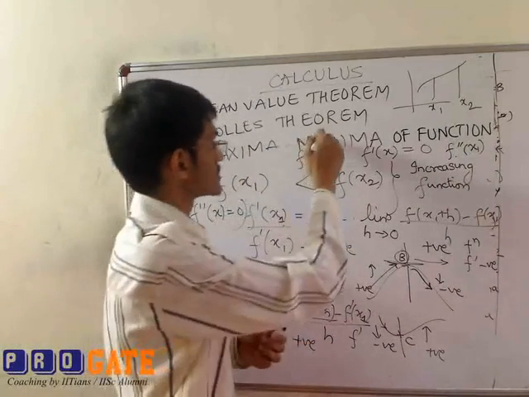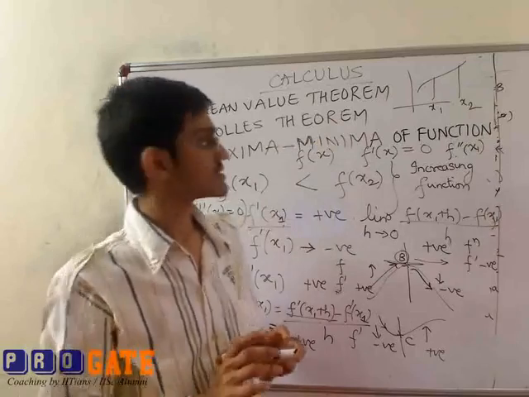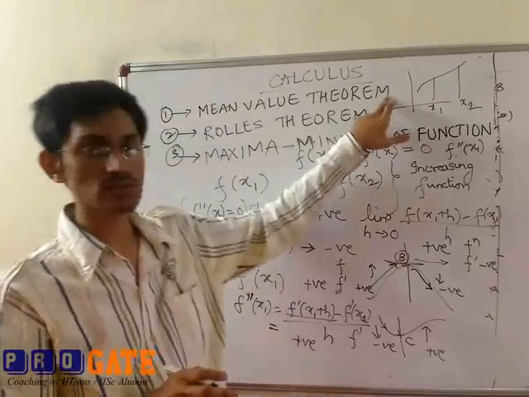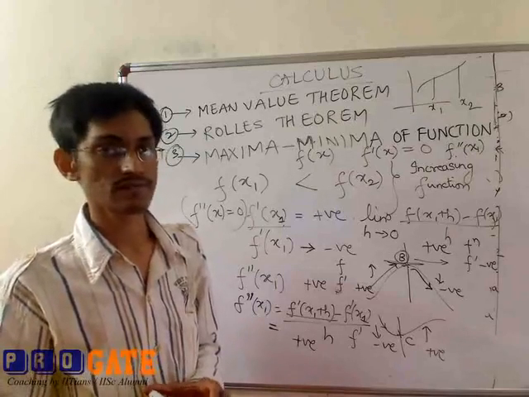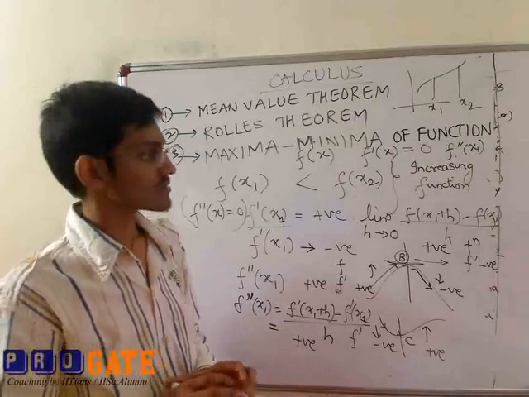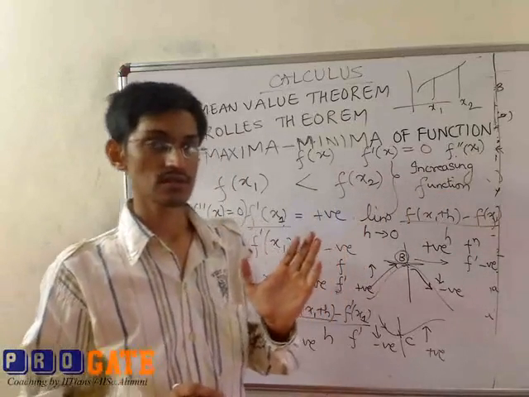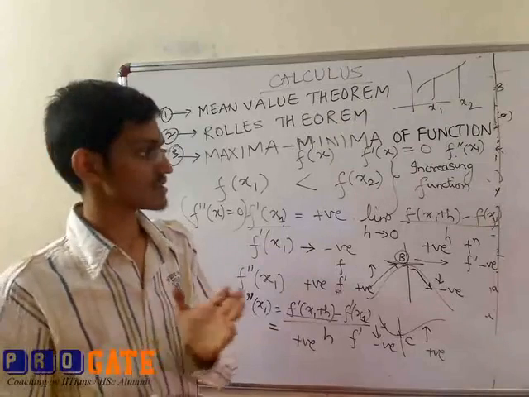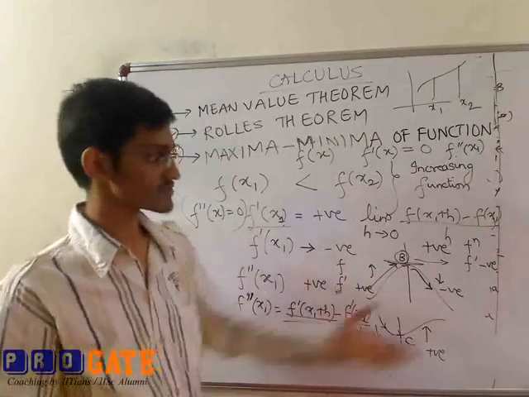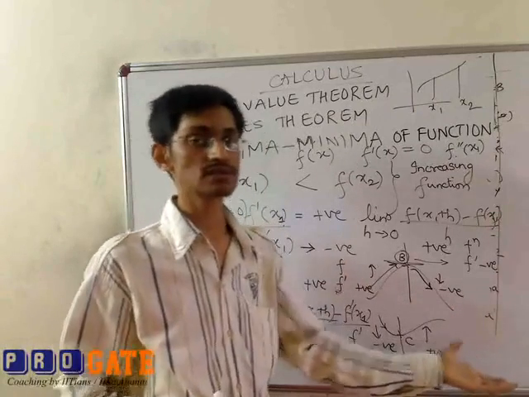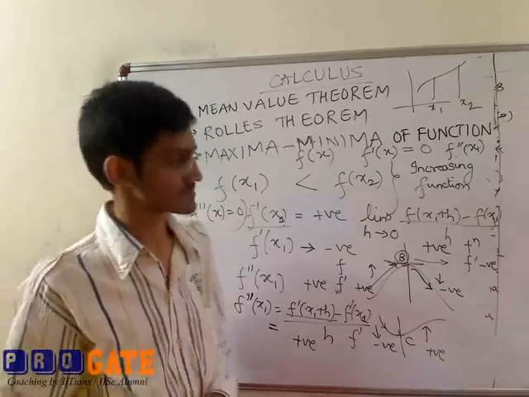So that's all with the maxima and minima of a function. This session, the minor topics which we dealt with were mean value theorem, Rolle's theorem, and maxima and minima of a function. To get the absolute maxima and minima, you have to compare all the local maximas and the local minimas, and the one which has the least value would be the absolute minimum, and the one which has the highest value for the function would be the absolute maximum for that function in that given interval.